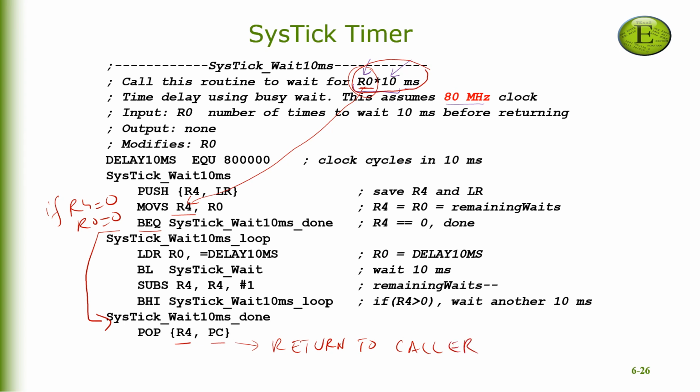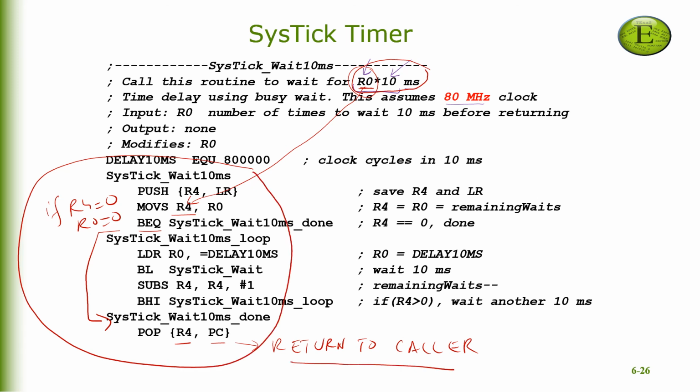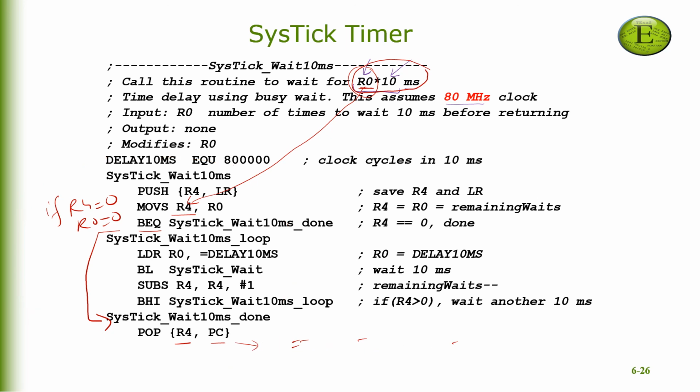So go back from where we actually invoked this routine. That's what we mean by return to the caller. Whoever called this routine, return to the instruction after that. If that is not the case, this BEQ is false, that is R4 is not equal to 0, then go to the next instruction.